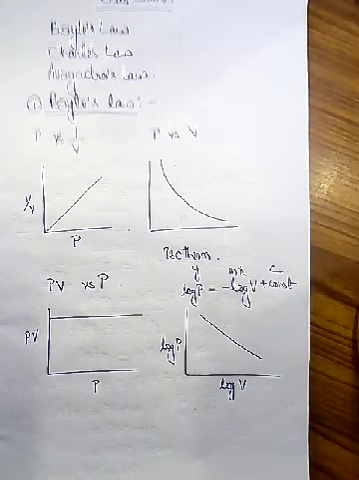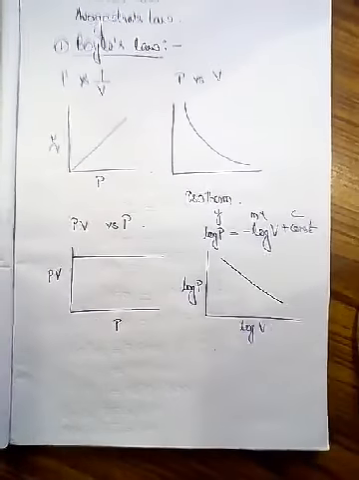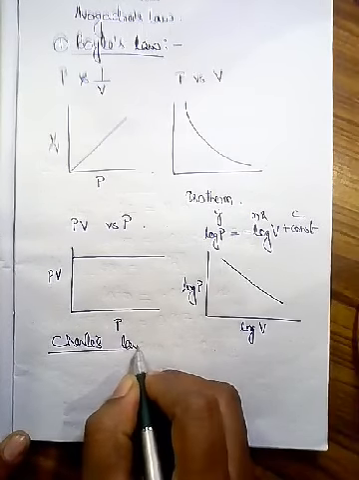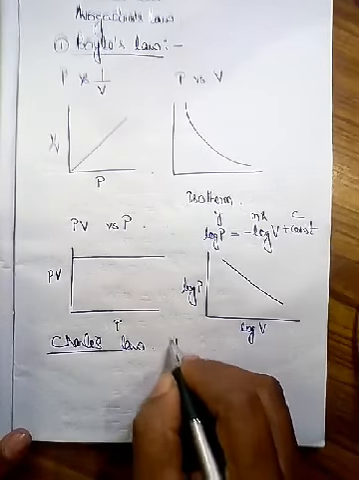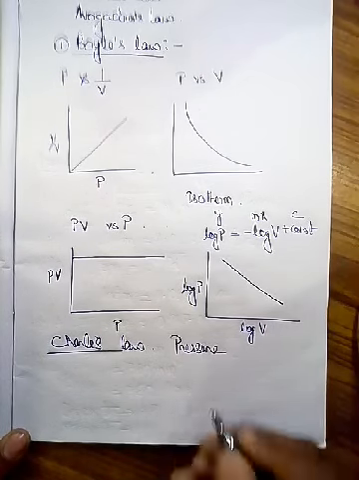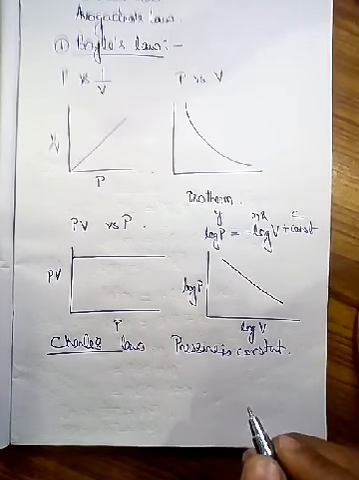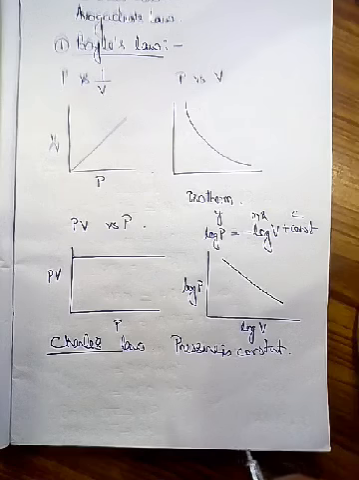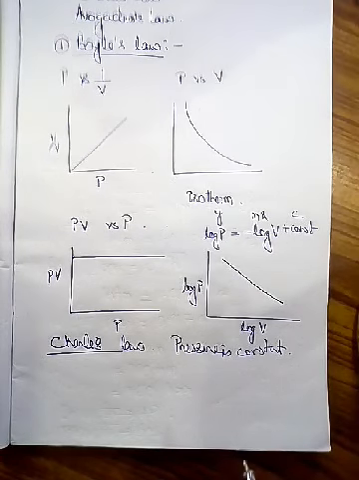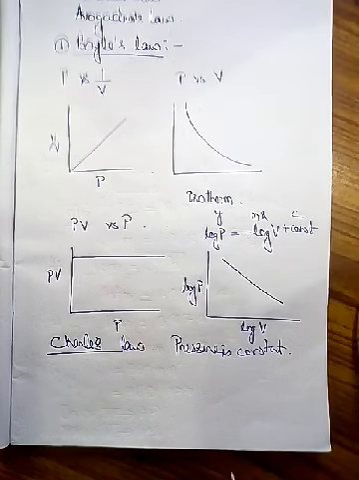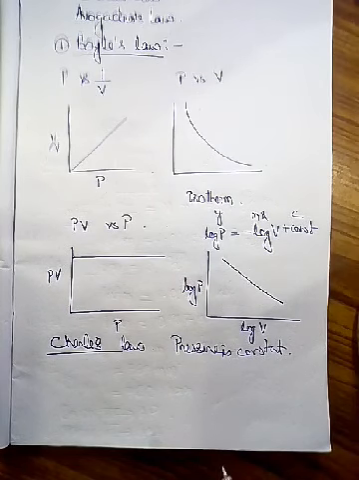Next law is Charles' law. So Charles' law says, pressure remaining constant, the volume of a given mass of a gas increases or decreases by 1 by 273 of its volume at 0 degrees Celsius for every 1 degree Celsius rise or fall of temperature.